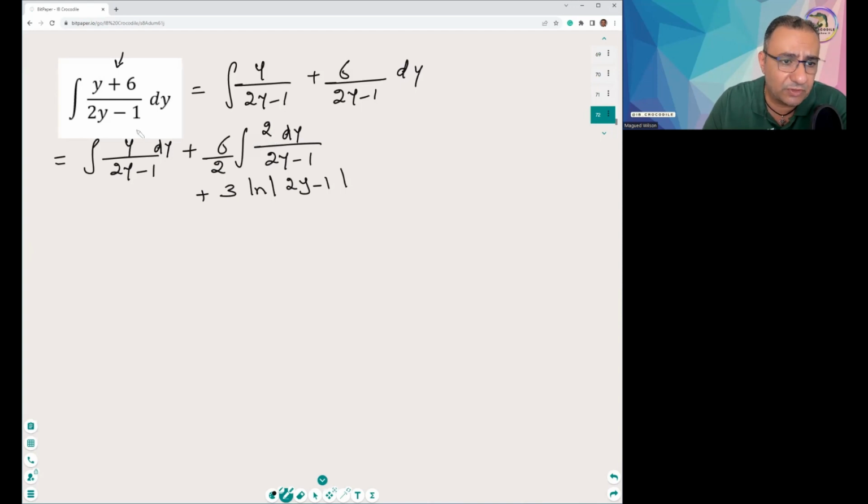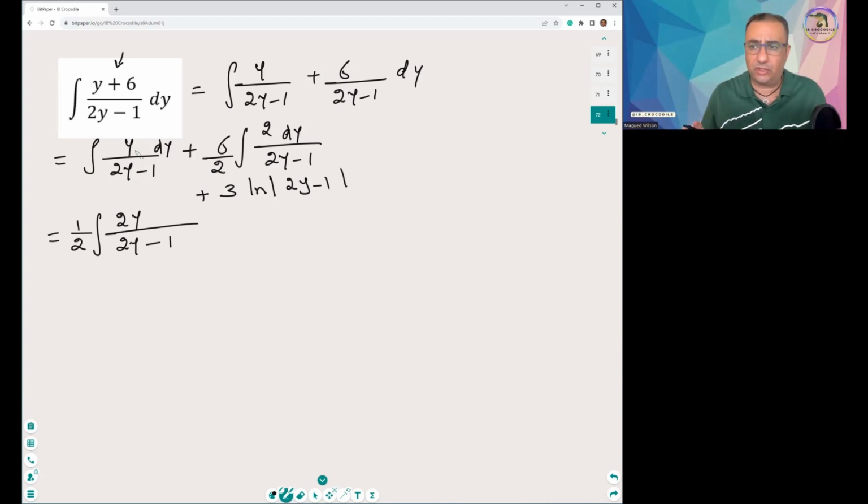Now let's look at the first part here. Oh, we have y, that's a problem. So what I would do is multiply the numerator by 2 and divide by 2. So I have 2y over 2y - 1. I did not change anything, I just multiplied by 2 and divided by 2. And then I will subtract 1 in the numerator and then add it again, so I did not change the integral itself.